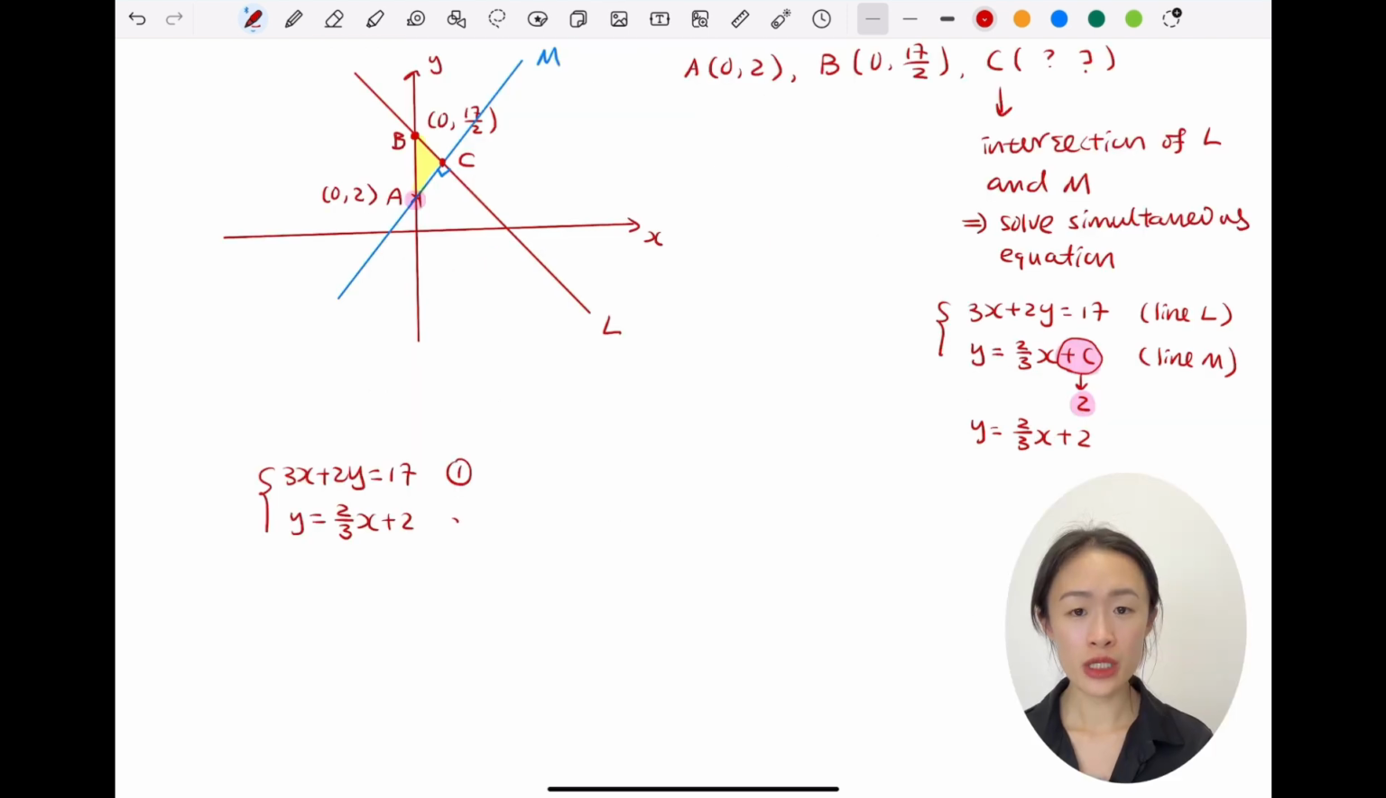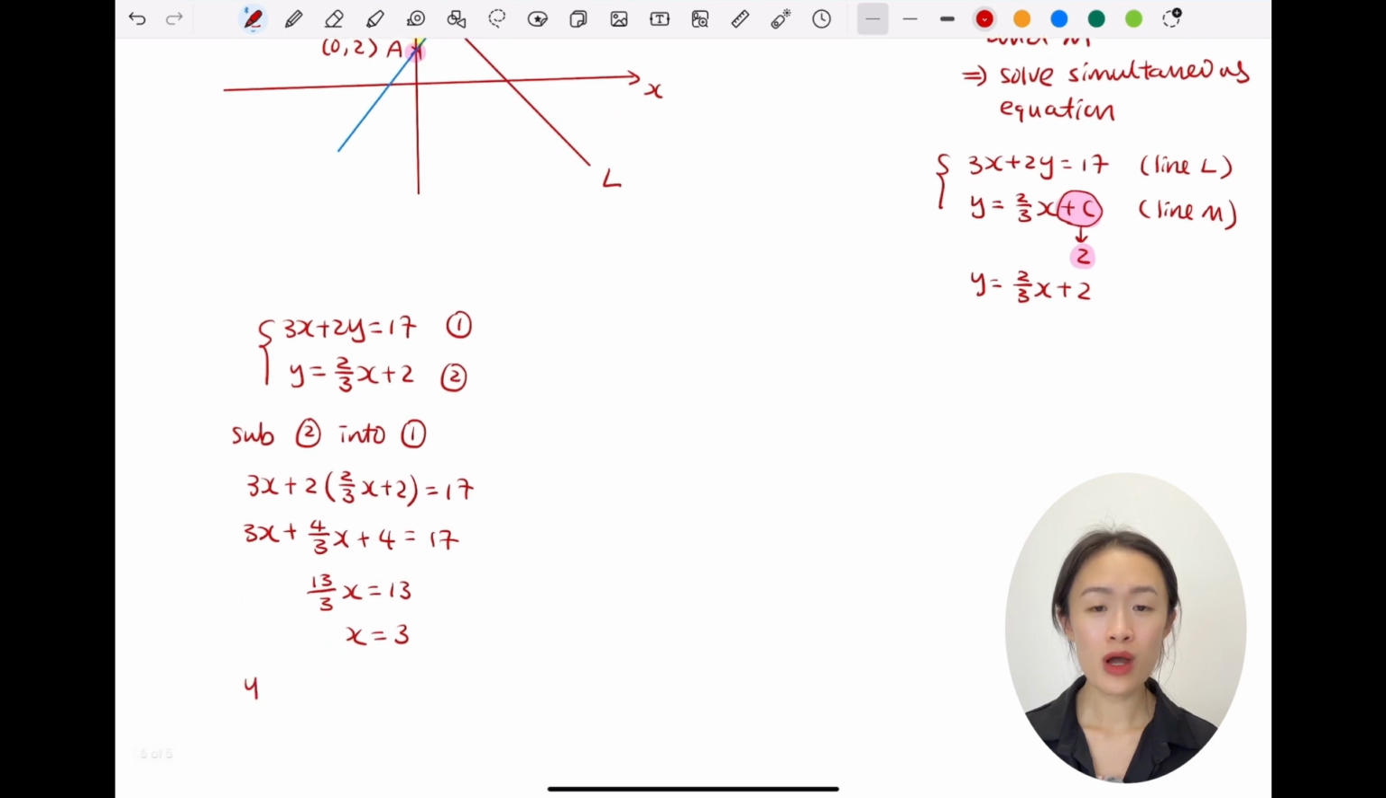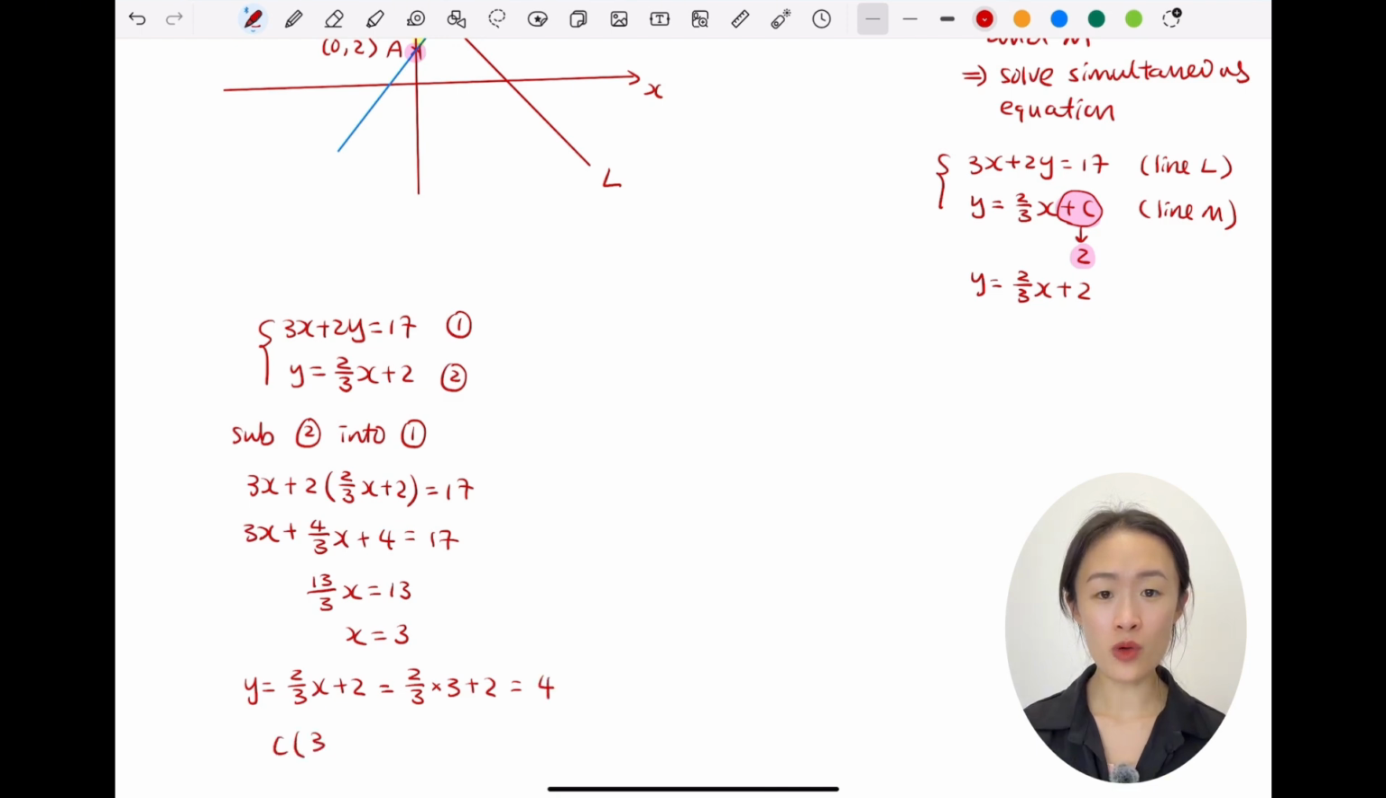Now we have two equations. What we need to do is to solve them. What I did here is substitute 2 into 1 and solve for x. We can see that x is 3. Now we know y is 2/3 x plus 2. Substituting x equals 3, we can find out that y is 4. We have the coordinates of all 3 points.